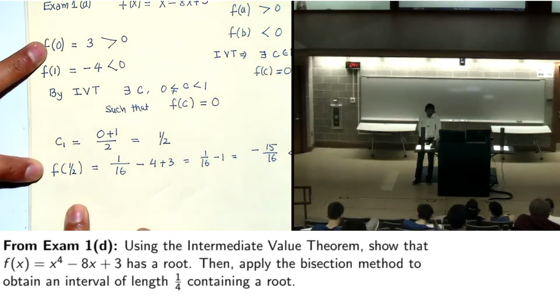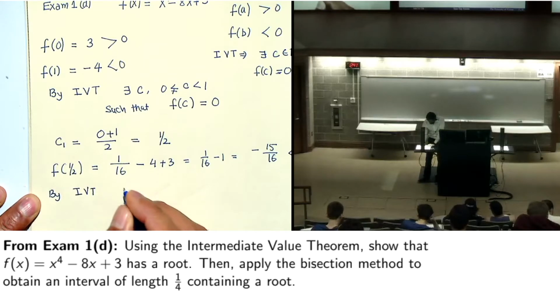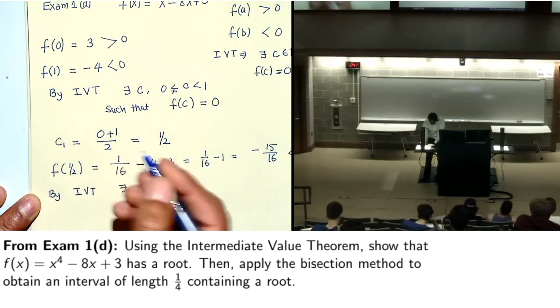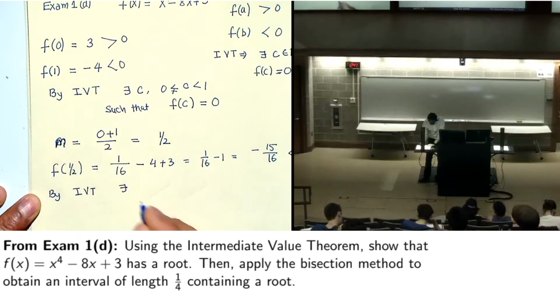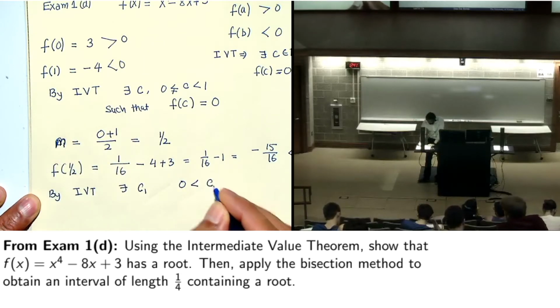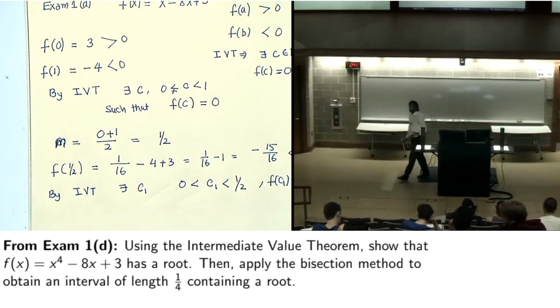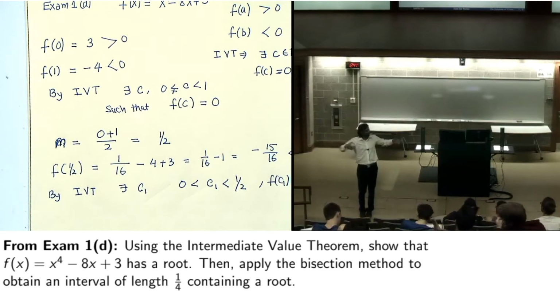So it means the next root will be between, by intermediate value theorem, there will exist, I would say this is a midpoint, M. There will exist C1 between 0 and 1/2, such that f of C1 is equal to 0. Again, by intermediate value theorem. Now I have the interval of length 1/2, but I want to shrink this interval to 1/4. So one more iteration.